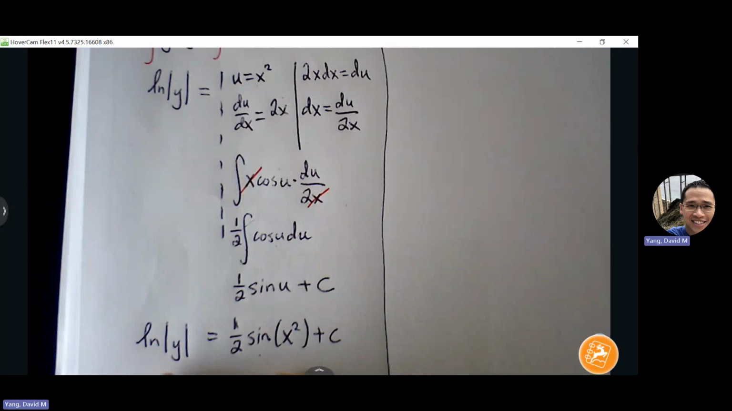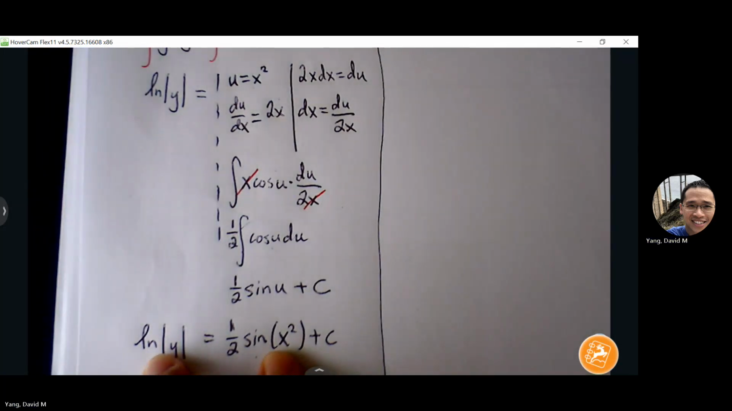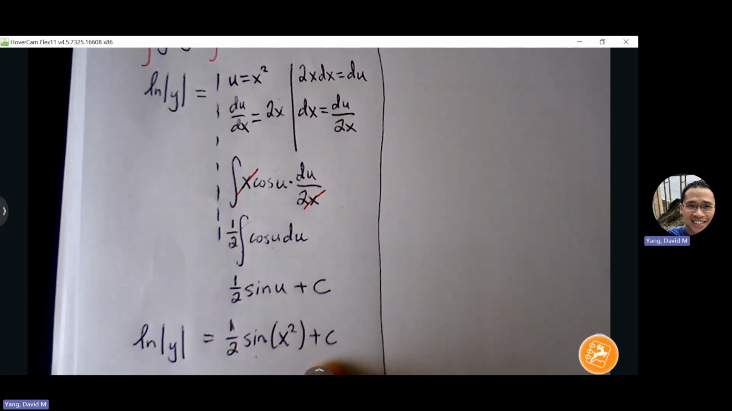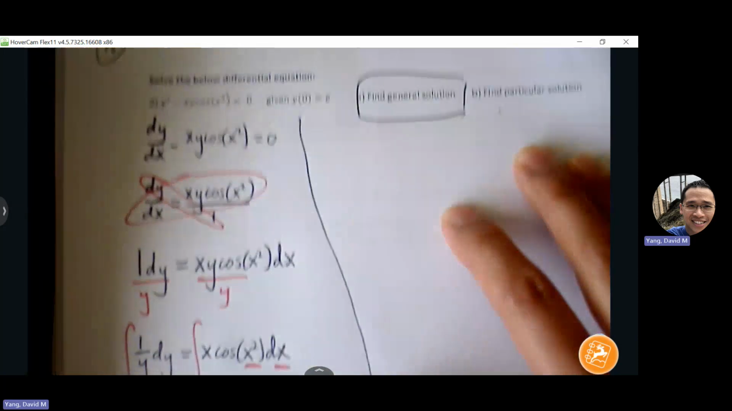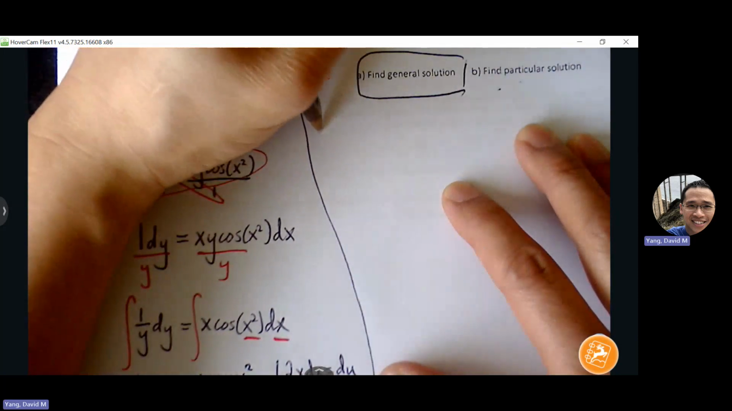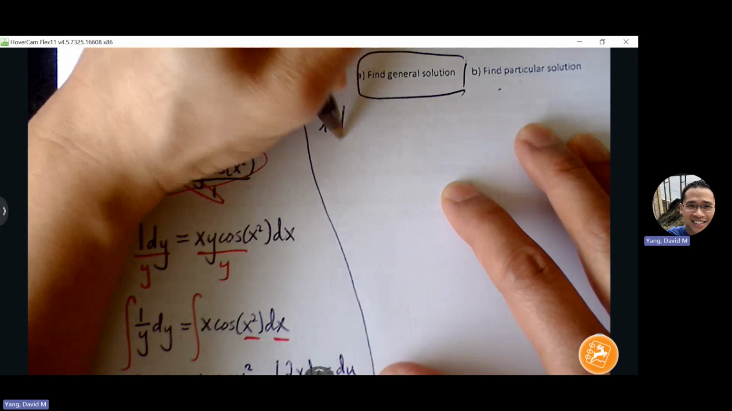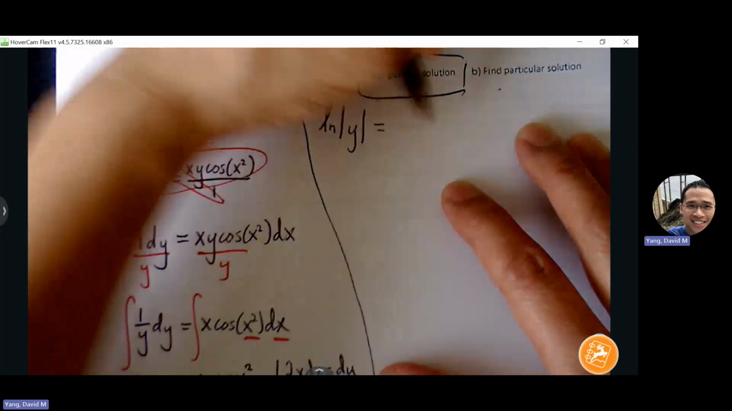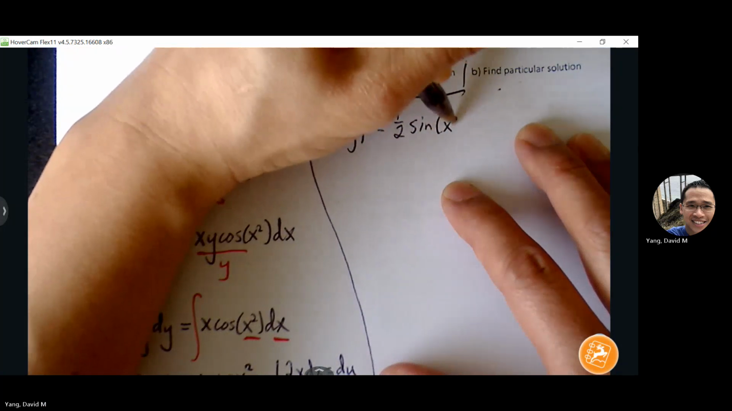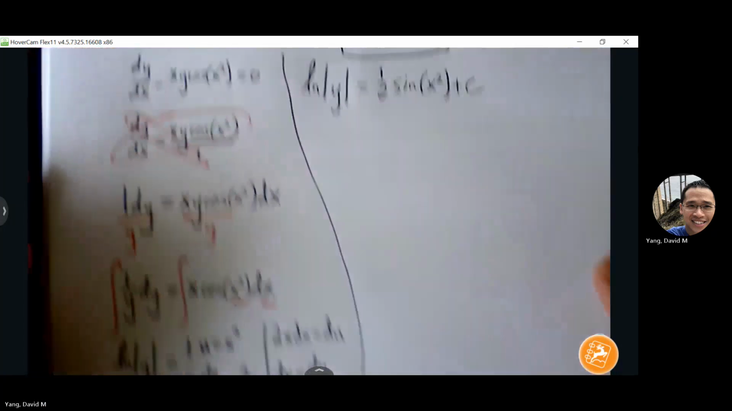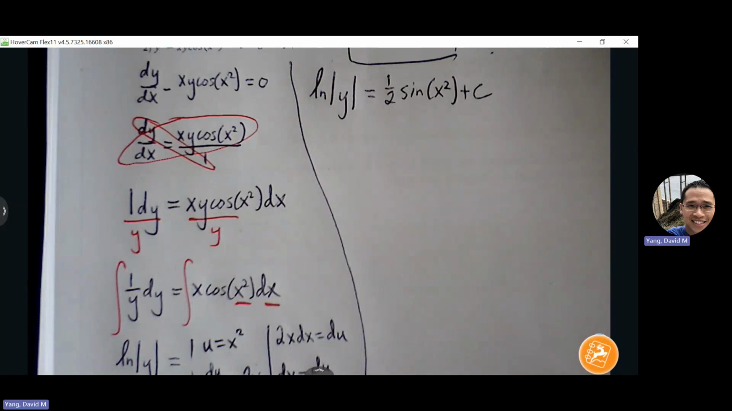Okay, but the calculus is done. Now it's just a matter of cleaning up, and ultimately we're going to have to solve for y, and then we'll have to solve for c as well. So we're focusing on building the general solution. We want a solution where we solve for y, but the c is left in our answer. Okay, so then we're going to work towards solving for y.